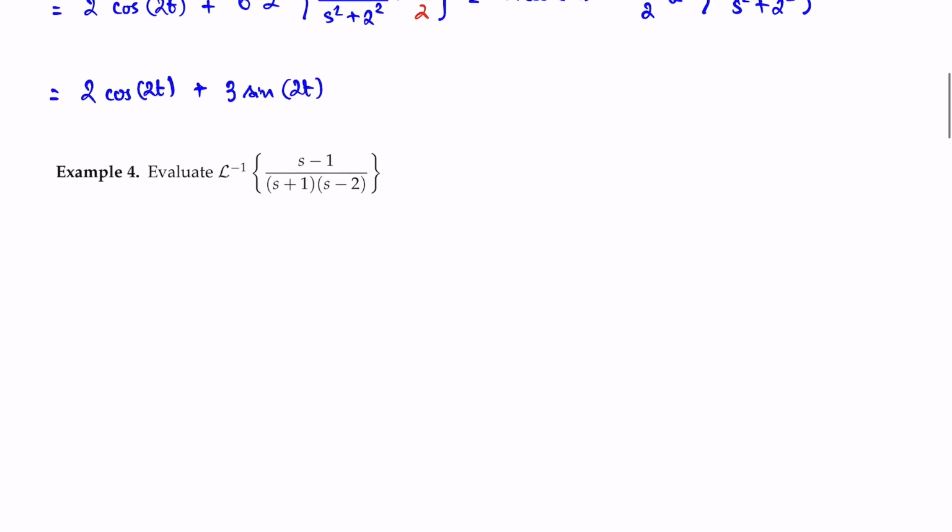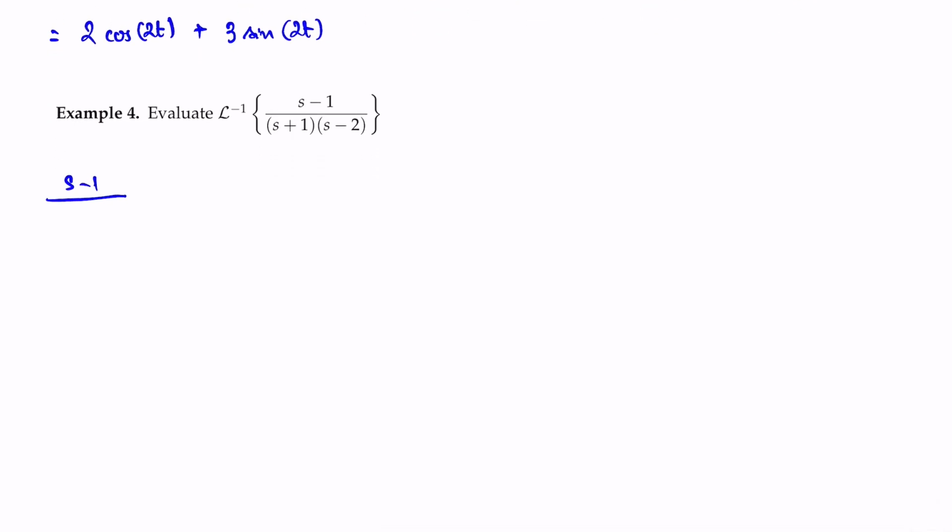You take the fraction, s minus 1 over s plus 1 times s minus 2. Because the 2 factors are linear, you can write A over s plus 1 plus B over s minus 2. The constant on the numerator is one degree less than the factor in the denominator. In this case, you only have s to the first power, so the numerator is s to the 0. That's why you don't see s on the numerator.